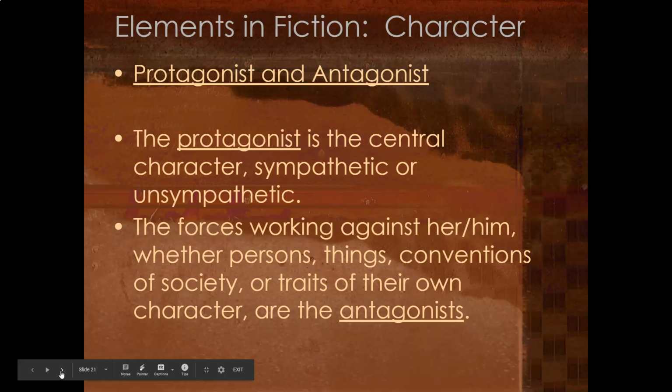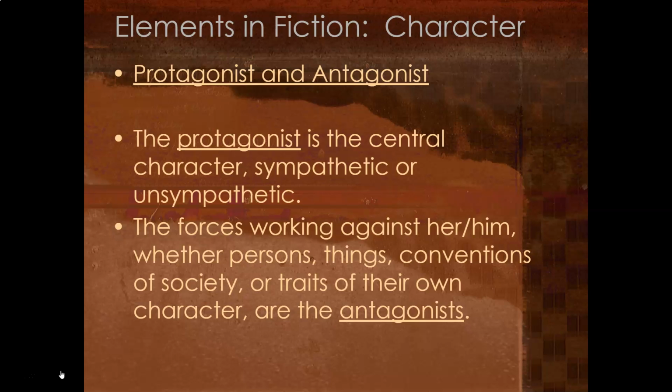This takes us to the terms protagonist and antagonist. The protagonist is the central character, sympathetic or unsympathetic. So, in other words, the protagonist is not necessarily a good person, or that's sometimes the stereotype. The protagonist can actually be what we consider a bad person or character. The forces working against the protagonist, whether it's a person, a thing, or a convention of society, is the antagonist. So whatever force is working against the protagonist is the antagonist.